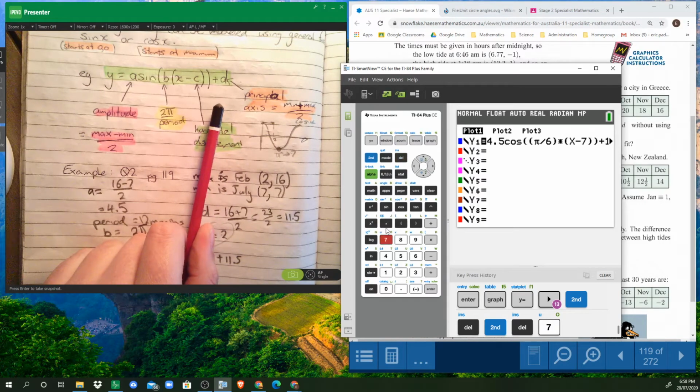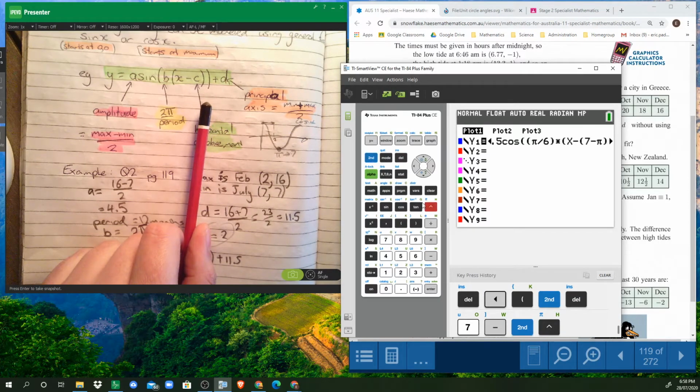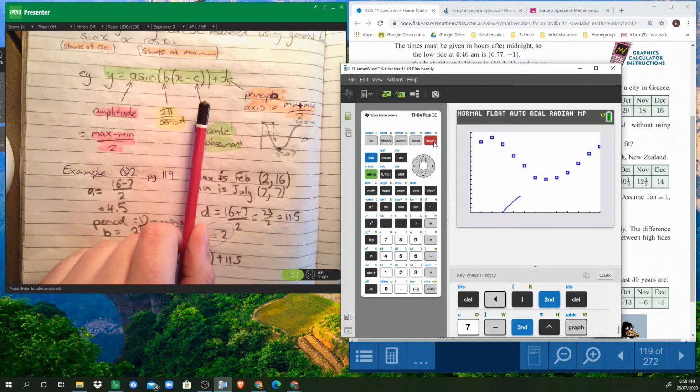Here is 7, and then I will insert 7. Actually, I'm going to subtract this whole thing, so I'll put a bracket there. Bracket. 7 minus pi. I'm not sure if this will work. If it doesn't, I'll just forget it. If it does, I'll explain what I'm doing here.